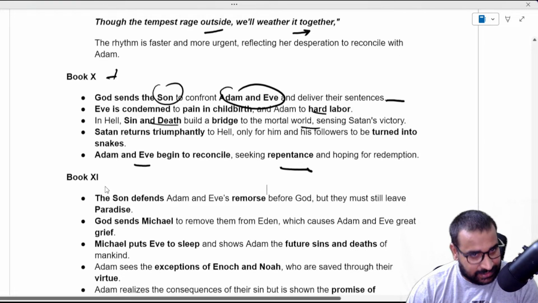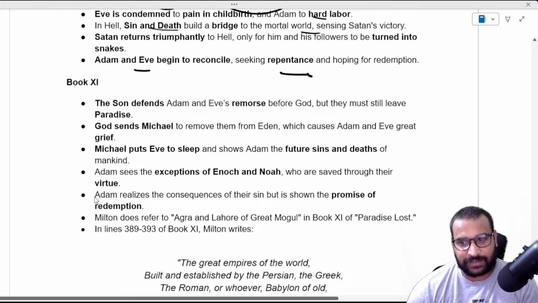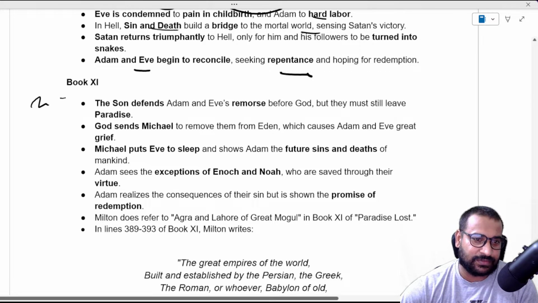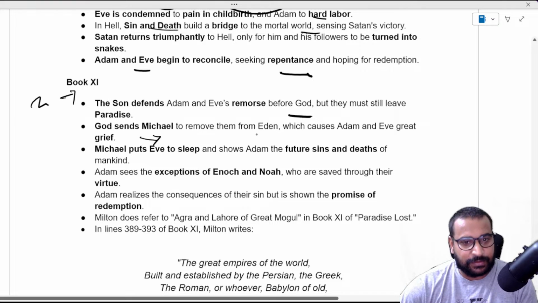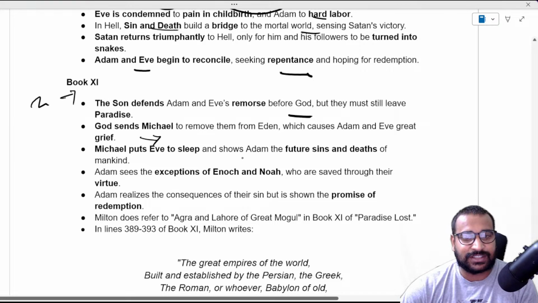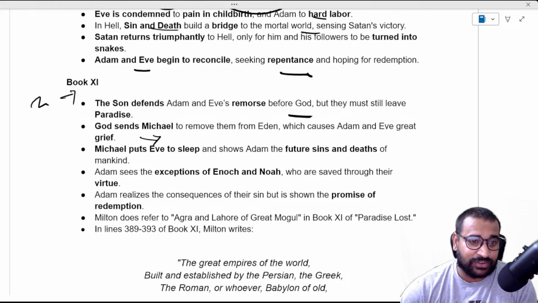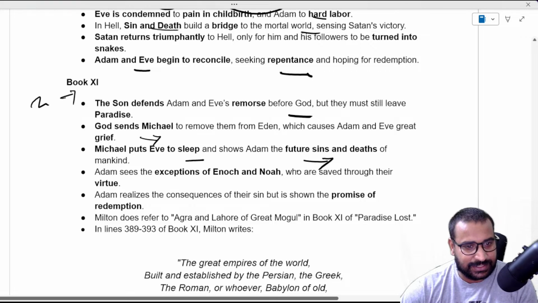And book 11 is important for you these days because they have asked two questions from book 11. And why? I'll tell you. Anyway, the Son defends Adam and Eve's remorse before God, but they must still leave paradise. God sends Michael to remove them from Eden, which causes Adam and Eve great grief. Michael puts Eve to sleep, shows Adam the future sins and death, and Adam sees exceptions, Enoch and Noah, who are saved through their virtue.